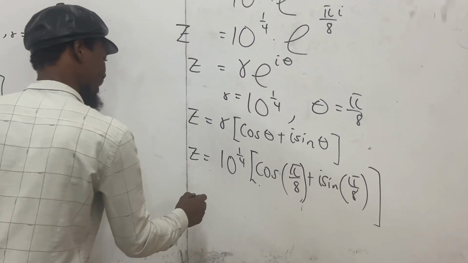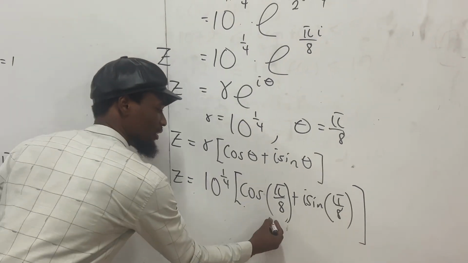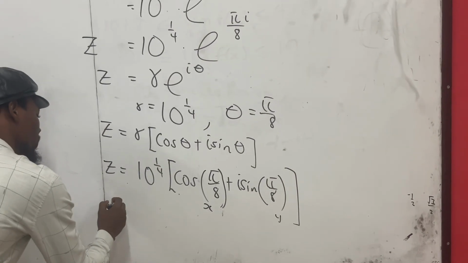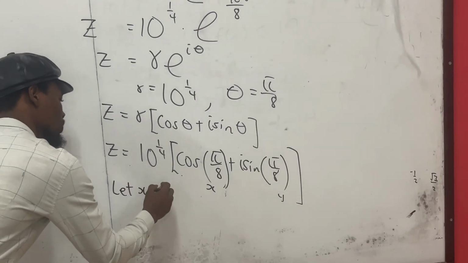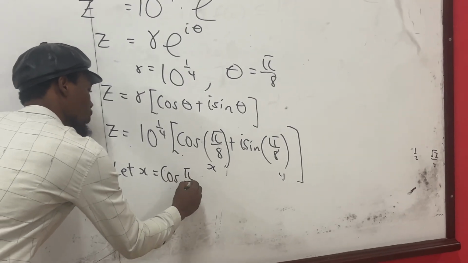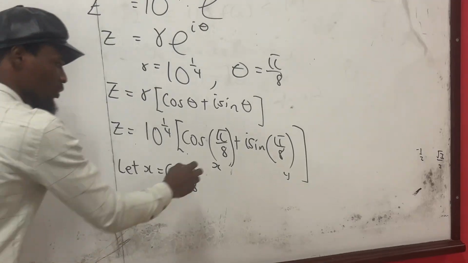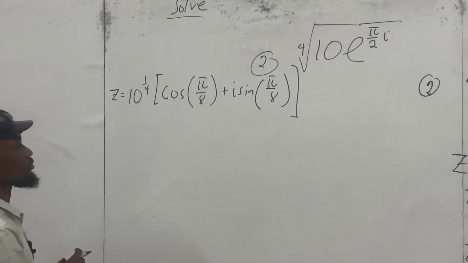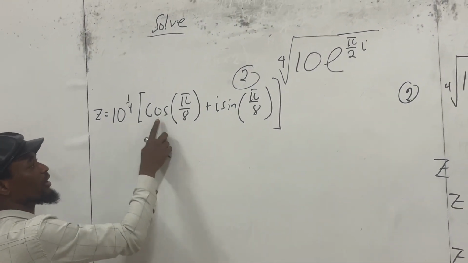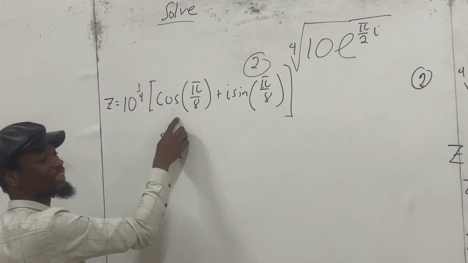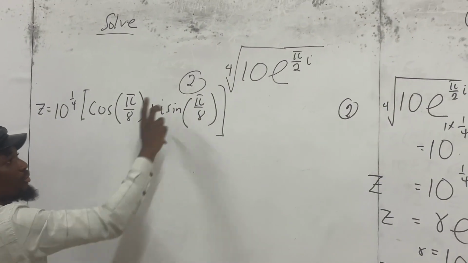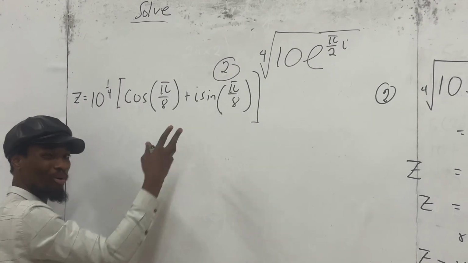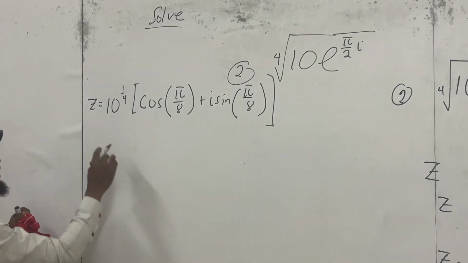So you can say, let this be x and this be y. Is that not so? So we have, let x be equal to cos pi over 8. Do you get it that way? And y equals this. Or you can simply say, so viewers, let x represent this and let y represent this. Remember, this is multiplying the x component and this is also multiplying the y component, right? You can just do it straight away. This is calculator work.